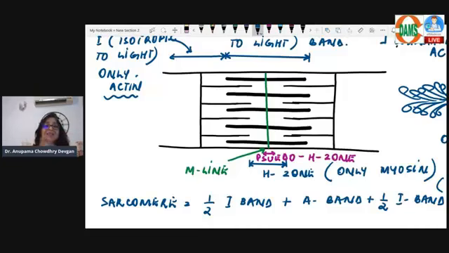Now somebody is asking, where is titin? You cannot see titin here. For titin, you will need an electron microscopic picture, a very high resolution to be able to see it. But you must know that titin connects the Z line to the M line. Actinin binds the actin to the Z line, right? And desmin will bind the Z line to the plasma membrane. So these are the different proteins which are present.